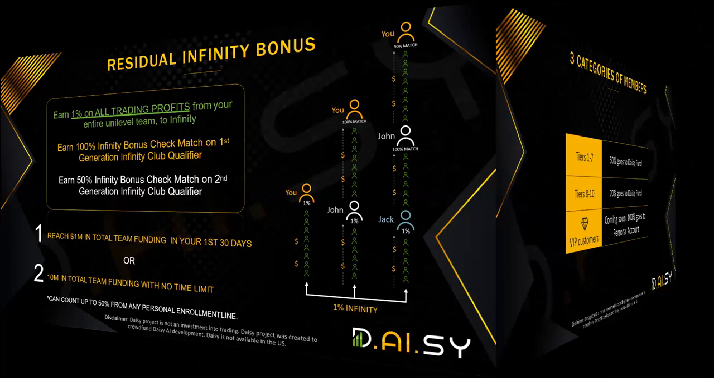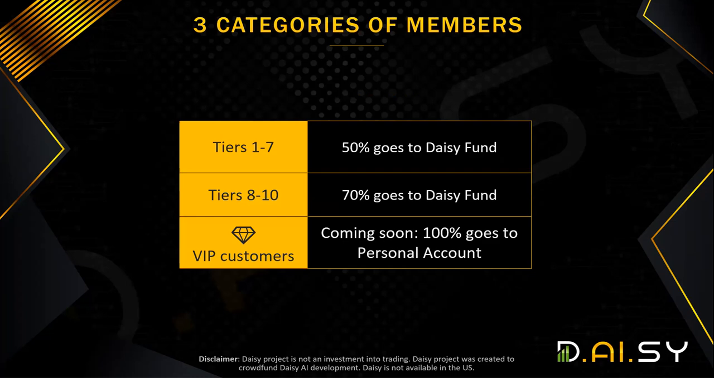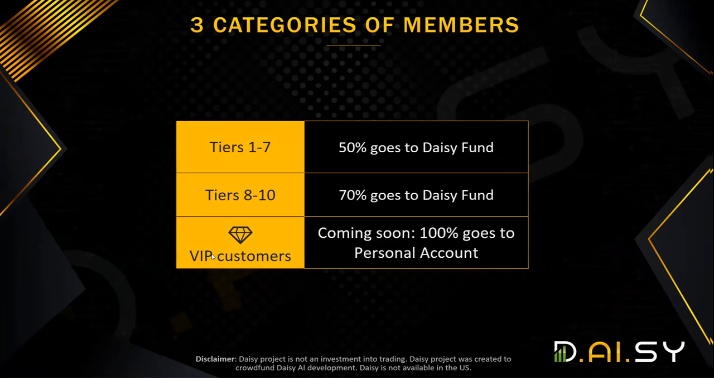So this is no longer part of it. Now, the next one that you want to look at is the VIP, which is coming, right? So three categories of members. We have the members, which are tiers 1 to 7, where 50% goes to DAISY Fund and 50% goes to trading capital. And then we have tiers 8 to 10, where 70% goes to trading capital and 30% goes to DAISY Fund. And then after that, what they are saying is that for people who will have bought or purchased tier 1 through 10, they will have the option to become VIP members.